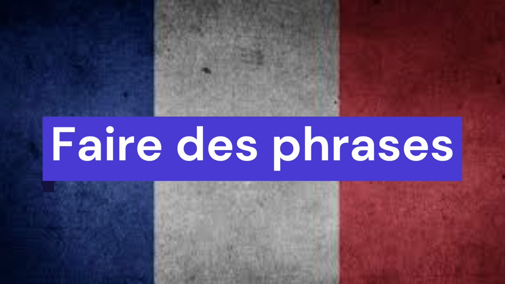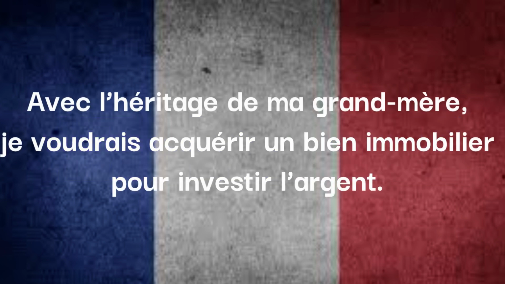So you need to practice inserting these words into a sentence, but not just any sentence, one that will reveal its meaning. So let's read the first example together. Avec l'héritage de ma grand-mère, je voudrais acquérir un bien immobilier pour investir l'argent. With the inheritance from my grandmother, I'd like to acquire property to invest my money.